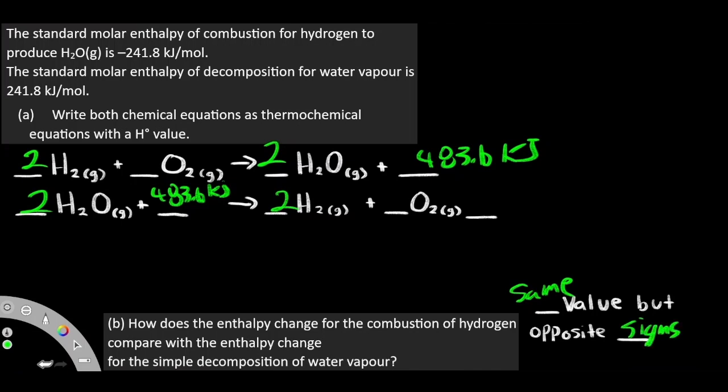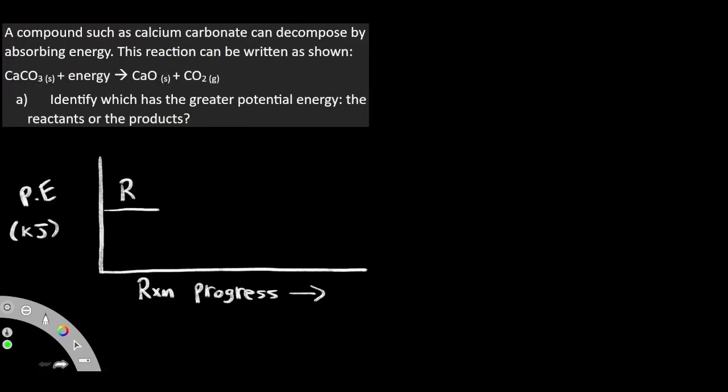Last but not least, we have here identify the greater potential energy, the reactants or the products. Well, CaCO3 here is a reactant. It's taking in energy. As you can see, it's taken in, and then it's going to be creating our products. As you can see, the products are greater than the reactants, so the answer is going to be the products.